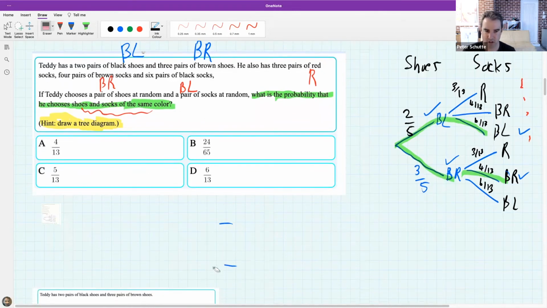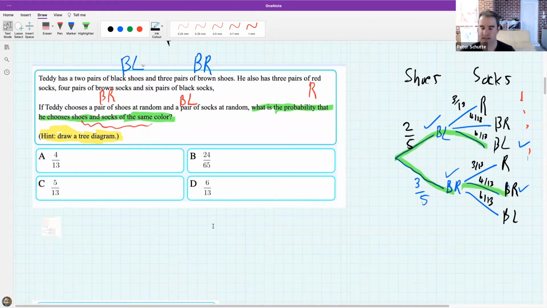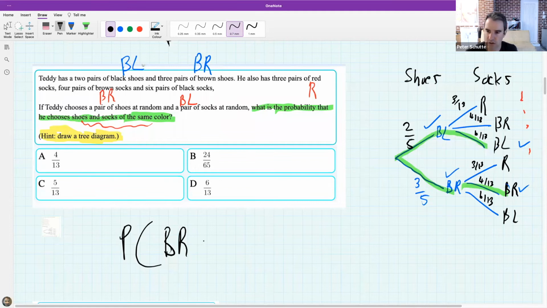How about I say to you, what is the probability of getting brown shoes and red socks? Calculate the probability for me of that. What is the probability of drawing brown shoes and red socks for this particular question?